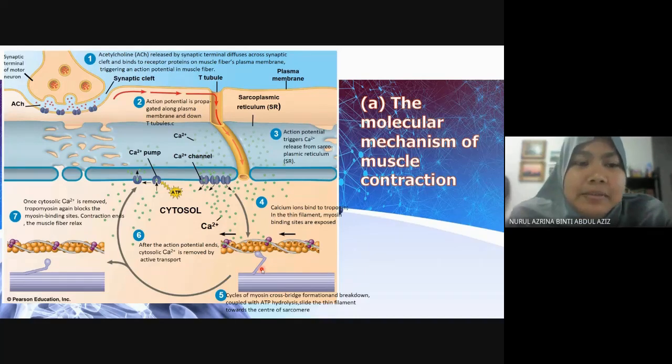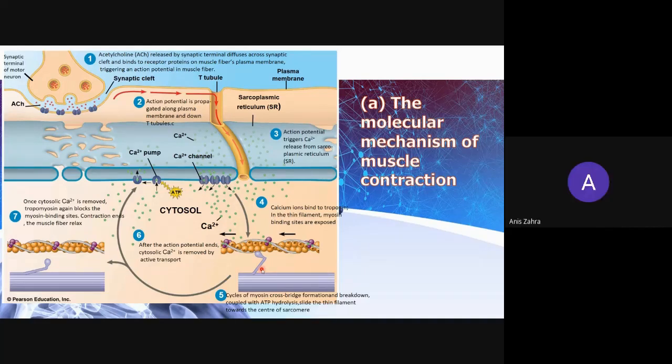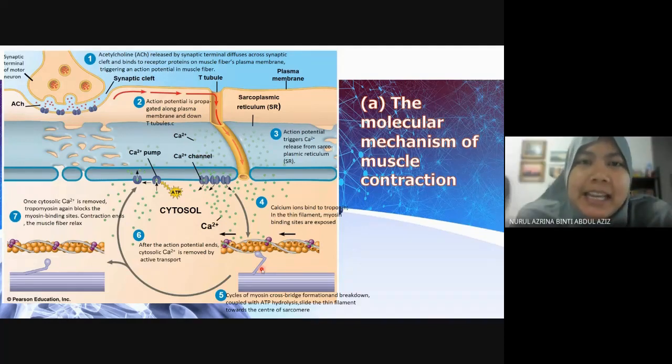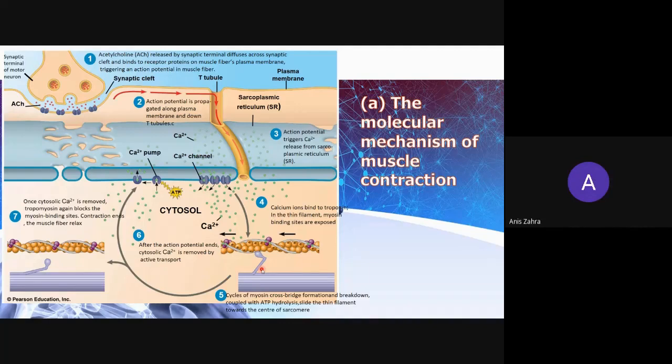Any question? Madam, yes. Maksudnya kan yang proses ATP tu yang dia berlaku berulang-ulang kali lah kan? Selagi ada ATP. Selagi ada ATP.